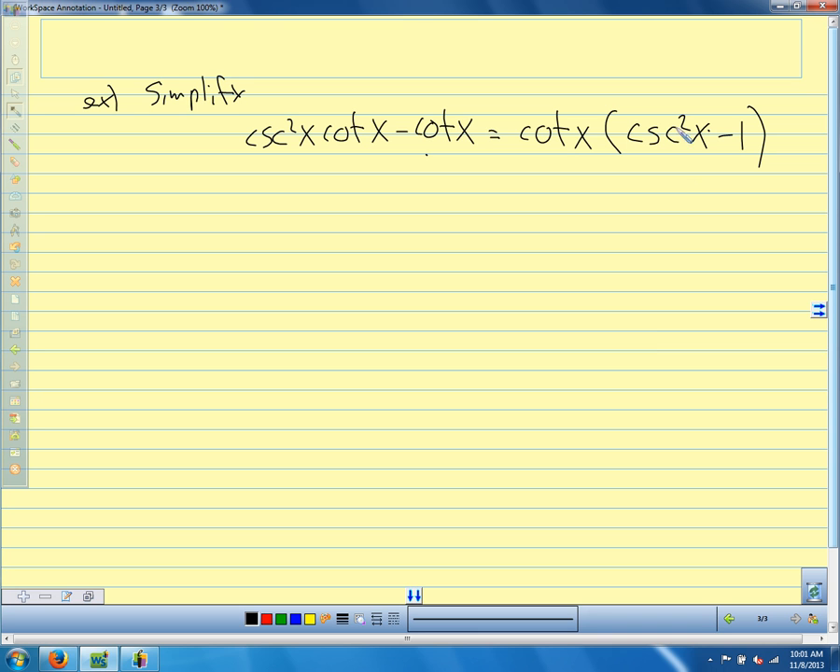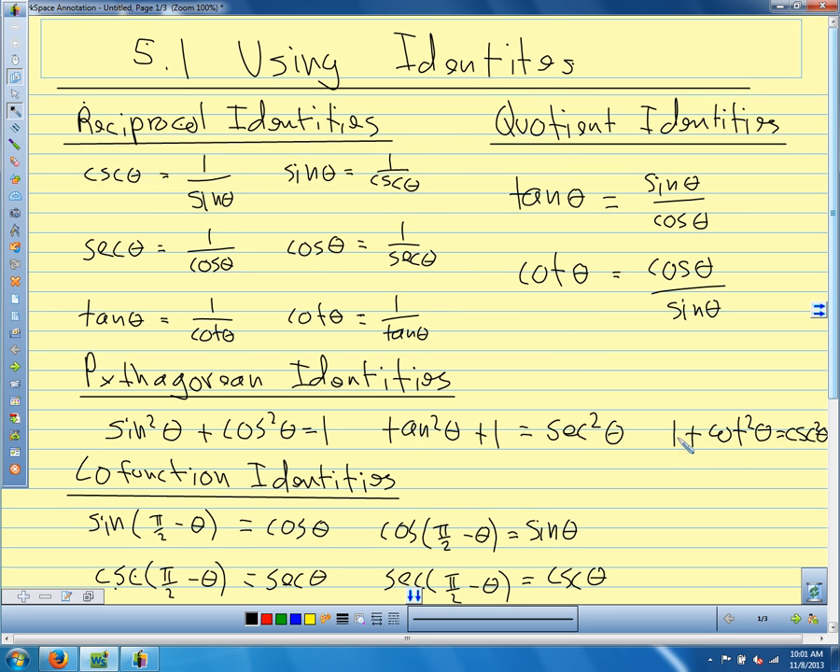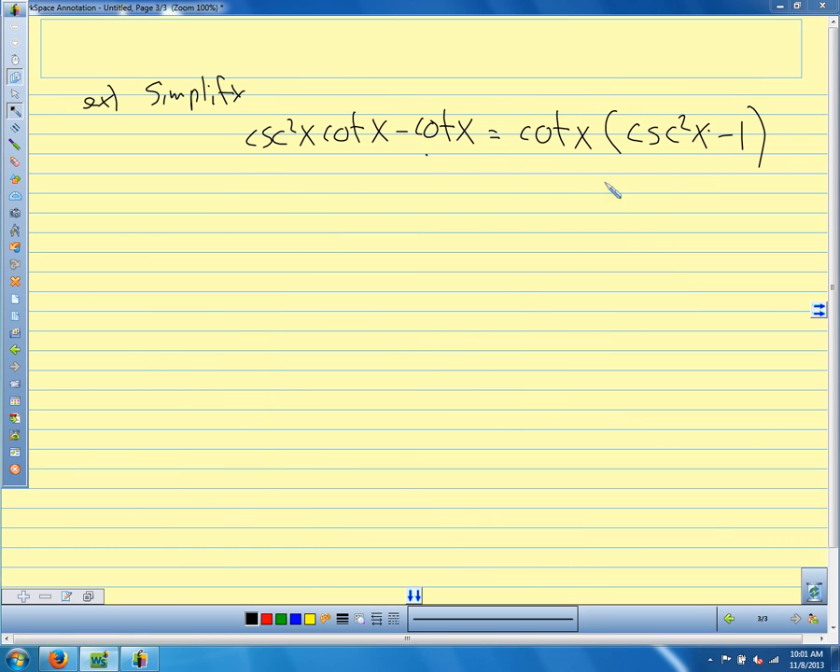Oh, now I'm happy, because when I see a trig function squared and a 1, what should I think of? Pythagorean identity. So what does the Pythagorean identity tell us about cosecant squared x minus 1? Let's go back here. Cosecant squared, if I subtract 1 from both sides, I'm just left with cotangent squared. So cosecant squared minus 1 is cotangent squared. This equals cotangent x times cotangent squared x, and this simplifies to cotangent cubed x.